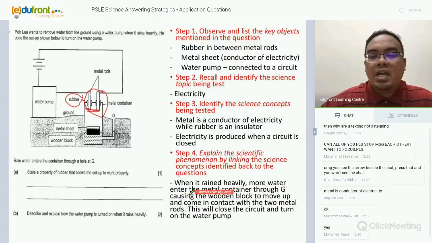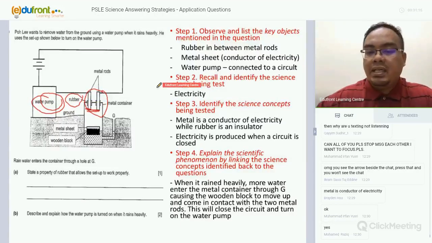So when you answer, you need to explain. You need to write down the concepts, the keywords. So when the metal sheet comes in contact with the metal rod, it forms a closed circuit. Right? It forms a closed circuit. So when it forms a closed circuit, what will happen? Electricity will flow, turning on the water pump. Right? Turning on the water pump. Can everyone follow? All right. Very good. Okay, let's move on to the next question.